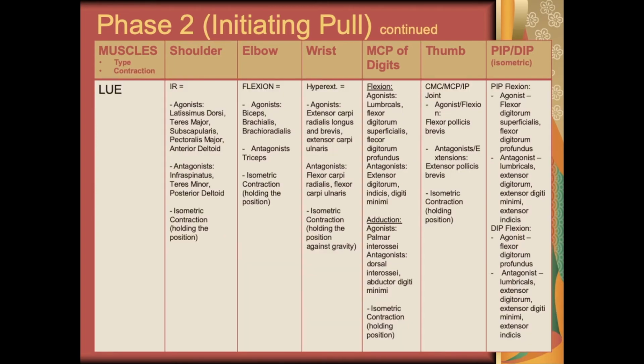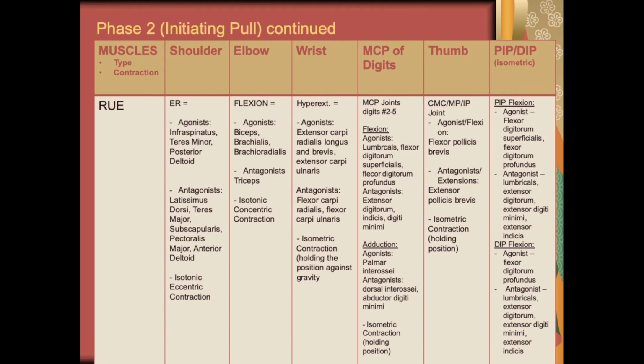During phase 2, the muscles in the left upper extremity are still in an isometric contraction to hold and grip the cards while maintaining the arm upright. During phase 2 of the muscles in the right upper extremity, an isotonic eccentric contraction occurs at the shoulder during external rotation. At the elbow, an isotonic concentric contraction occurs for flexion.